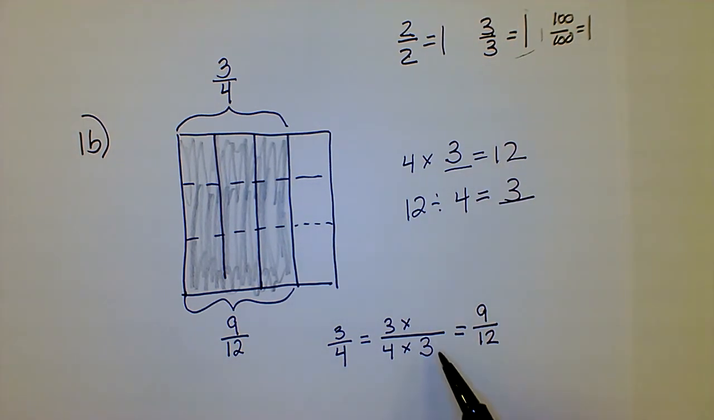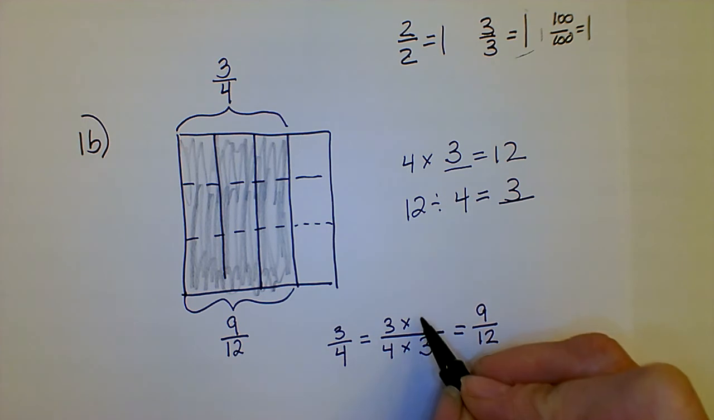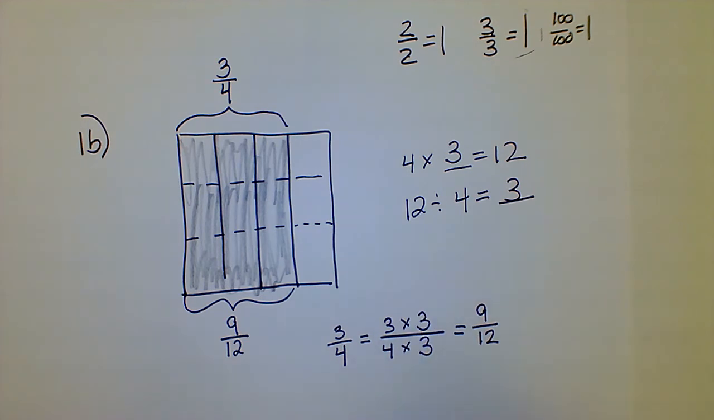So that's why when we multiply down here by 3, we know that we're also going to multiply by 3 on the top, because 3 over 3 is just multiplying by 1. When you multiply by 1, nothing changes. And we learned that again yesterday. So 3 times 3 is 9, 4 times 3 is 12, and now we've just proven that 3/4 is equal to 9/12.